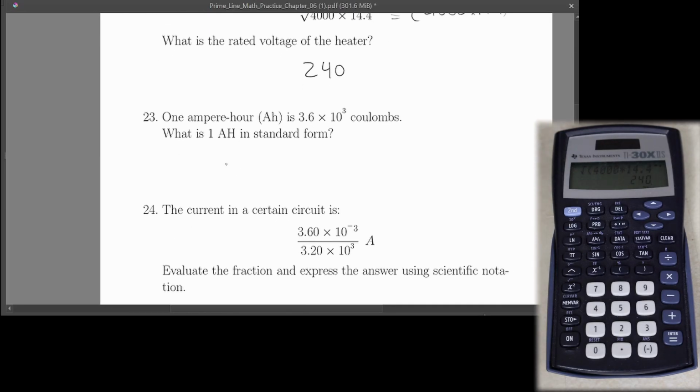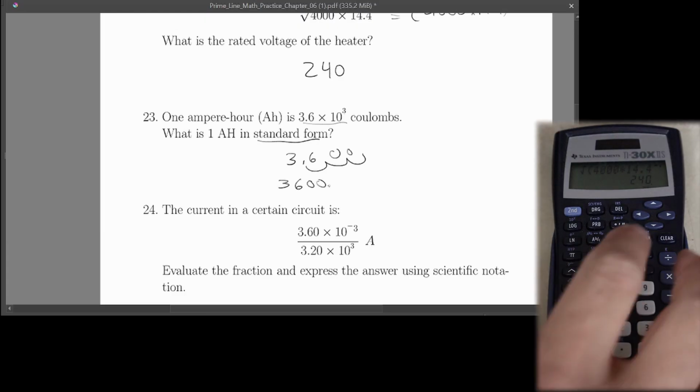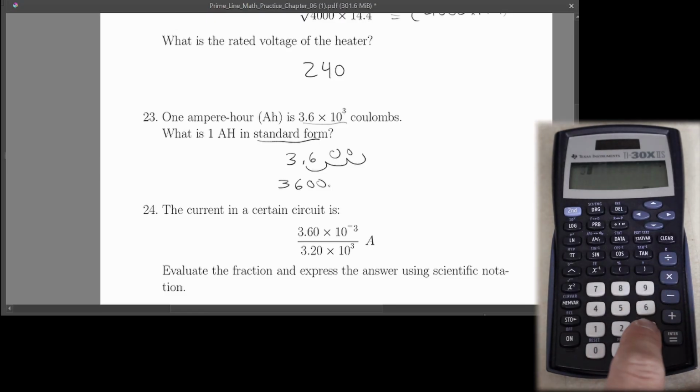Okay, so it wants us to write this one in standard form, basically meaning we want to multiply this out. So if we write it as 3.6 and then times 10 to the third, we can go 1, 2, 3 spots moving the decimal place and get 3,600. On your calculator, we could do 3.6 times 10 to the third power and get the same value.